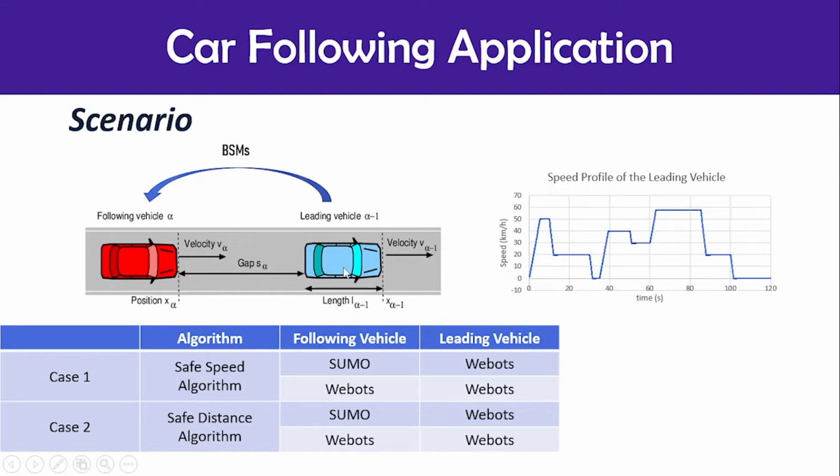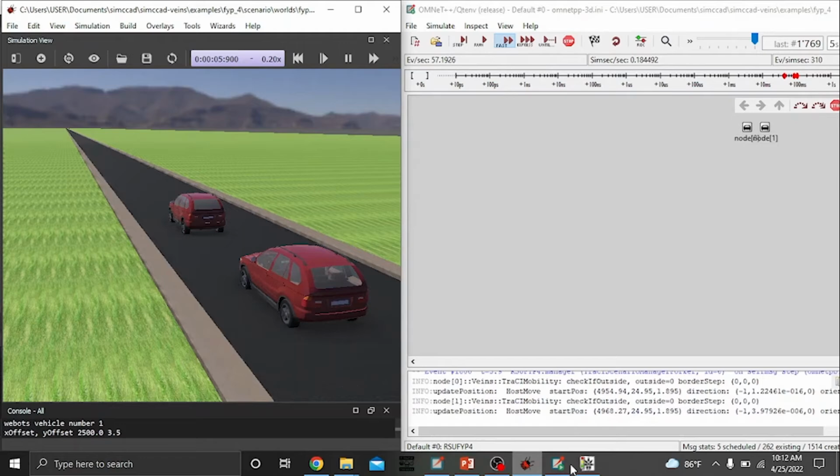The blue vehicle is the leading vehicle and drives with the speed profile as shown in this figure. The maroon vehicle, the lagging vehicle, follows the leading vehicle using a control algorithm based on the messages received from the leading vehicle. In this scenario, only the lagging vehicle is controlled with the received V2S messages. This is the demo for the car following application.